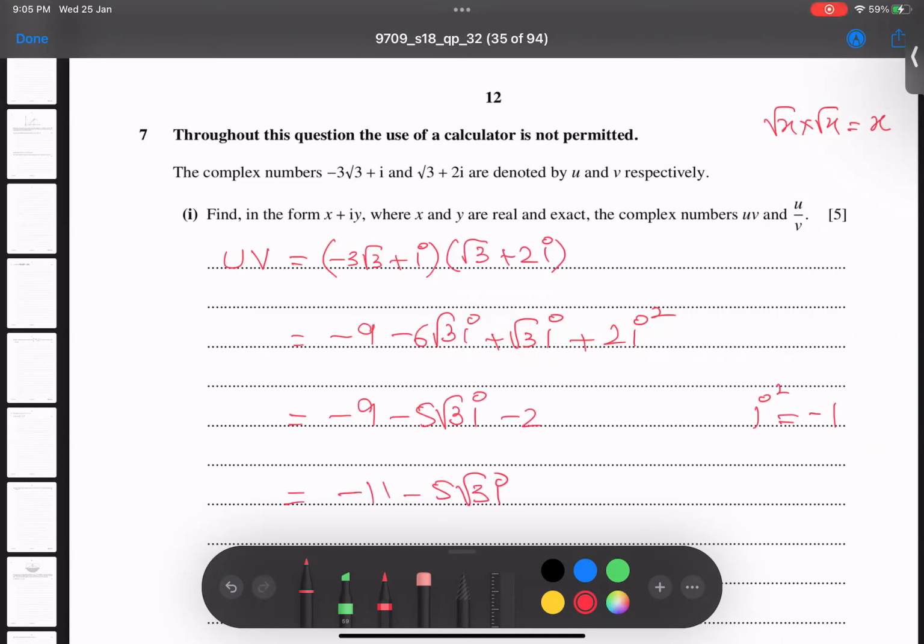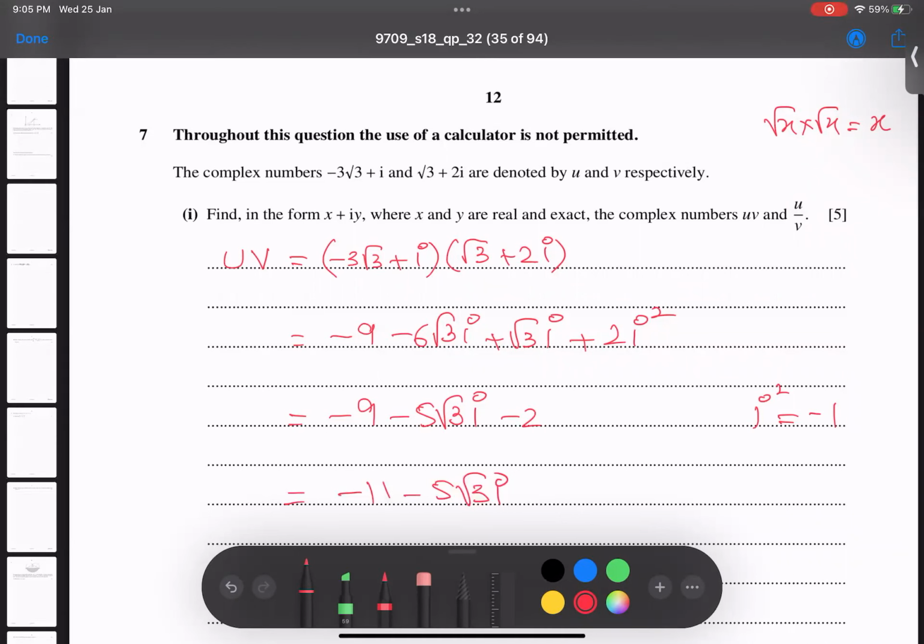And now let's go for the next part. So what is the next part? Okay, we have to go for the second value. Wait a minute. Just a minute.